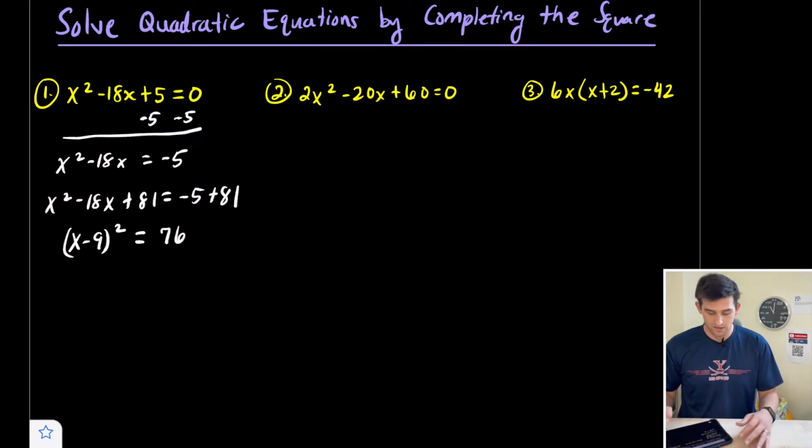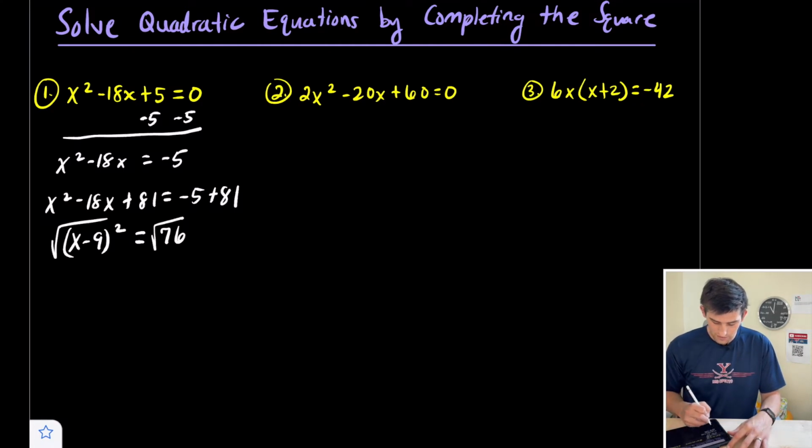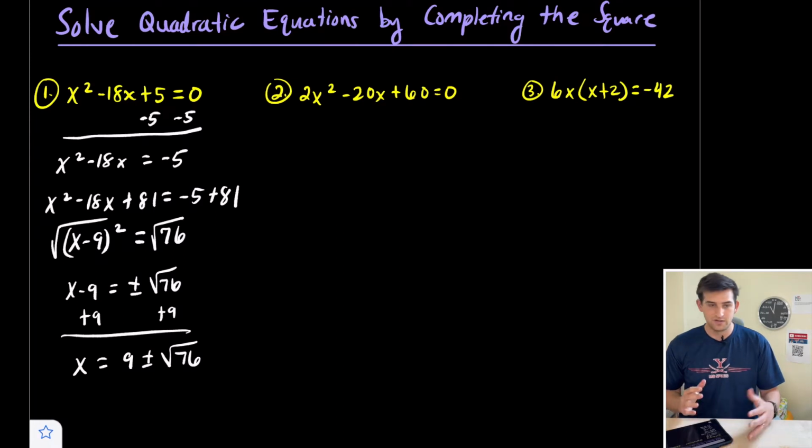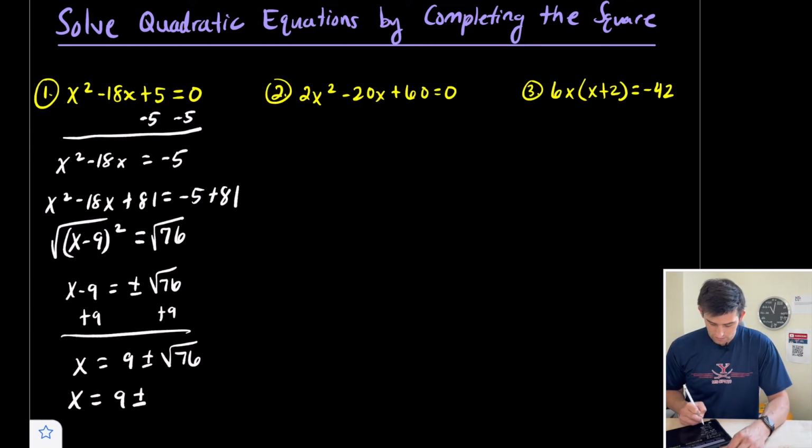Now we take the square root of both sides, and we have x minus 9 is equal to positive or negative square root of 76. Now let's add 9 to both sides. So we get x is equal to 9 plus or minus the square root of 76. For 76, we could think about whether it has any perfect square factors, because we could simplify that a little bit. We could divide it by 4, and that helps us because 4 is a perfect square.